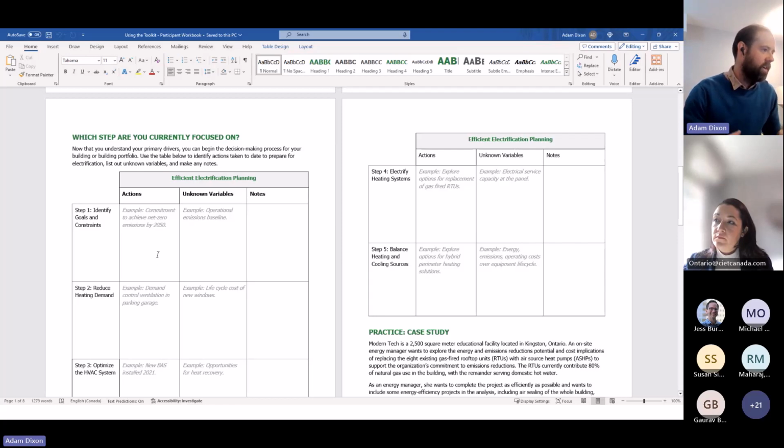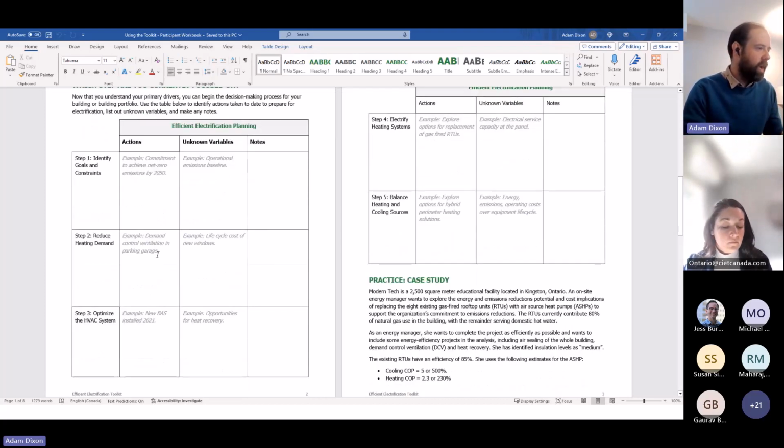We have an example here: commitment to achieve net zero emissions by 2050. And an unknown variable, an example of that would be we need to establish an operational emissions baseline. Right now, we don't really have any information on what our emissions are in our building. So we're not going to get you to fill this out right now, but you can use this tool to brainstorm ideas or things through your journey through electrification.